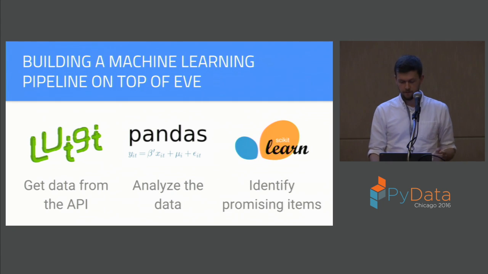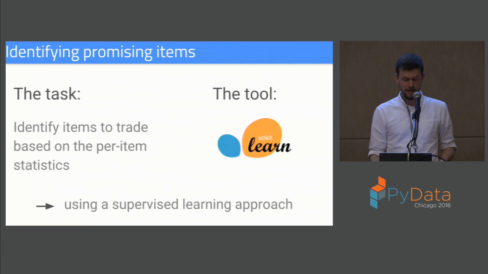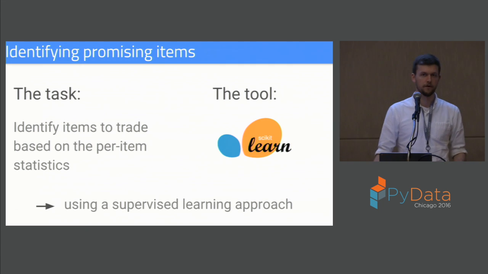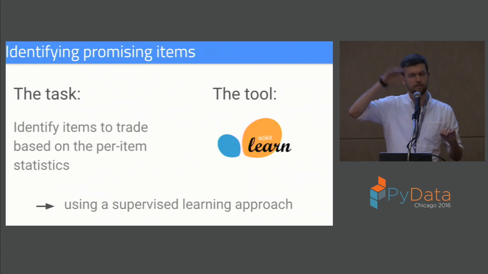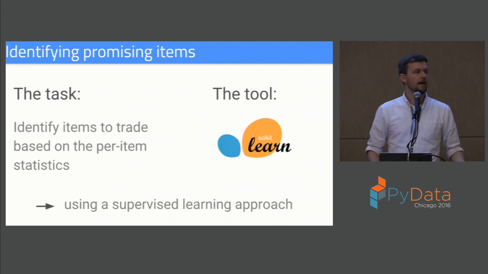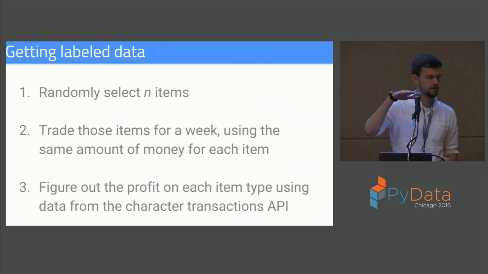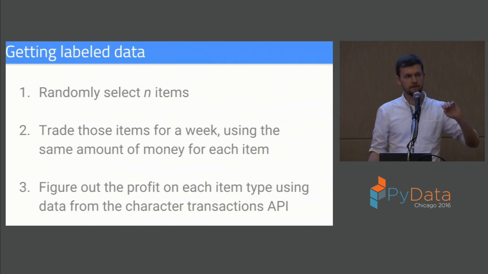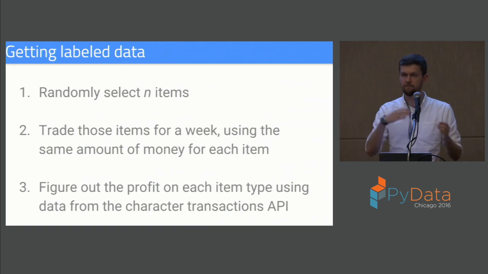And finally, we want to actually do the machine learning to identify the promising items. So I'm going to do this with scikit-learn, and I'm going to do it with a supervised learning approach. So I'm going to take all these features and come up with some labels about what are and what aren't good items to trade. And to do that, I ran a little experiment where I randomly picked some subset of the items. I put the same amount of fake internet money into each of those items and then traded them for a week using the same amount of time playing the game for each item.